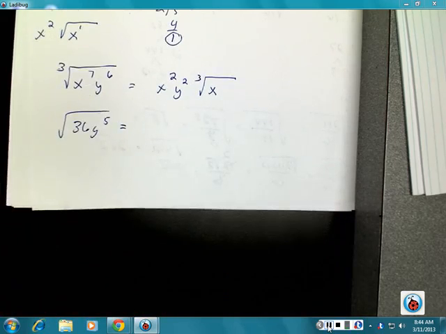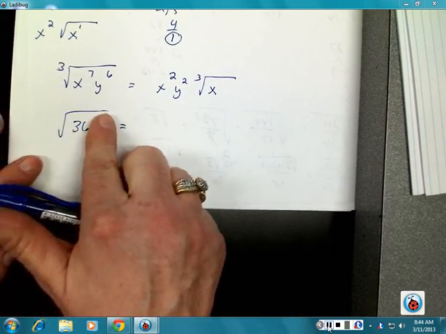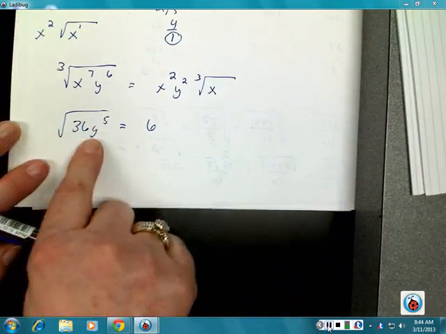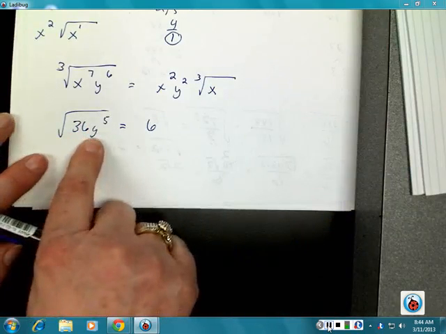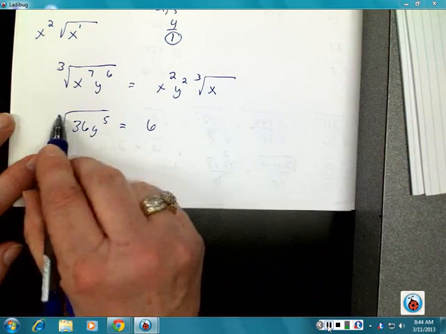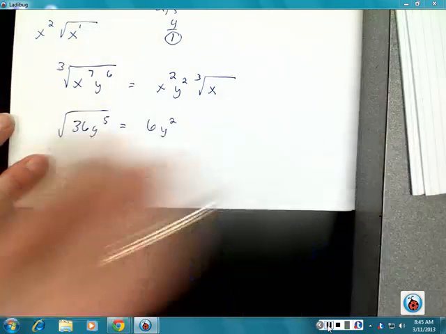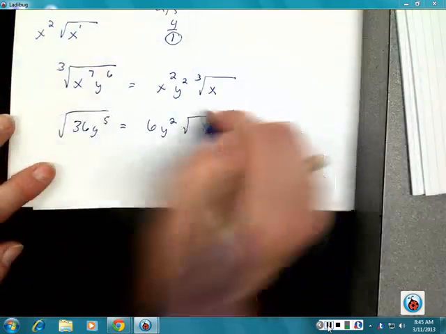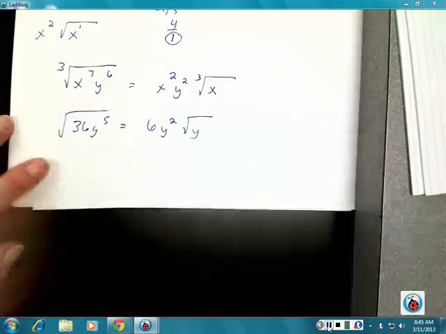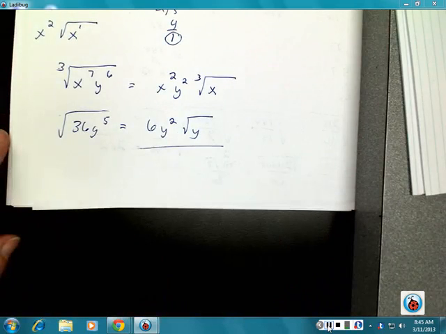So numerically, we work with the number part first. So what's the square root of 36? It is 6. And then I have y to the 5th, so that means the index is 2. So 2 goes into 5 twice. So that gives me my y squared, but still left under my radical is going to be a y. Okay? And so this is my full-fledged answer that I have for that.